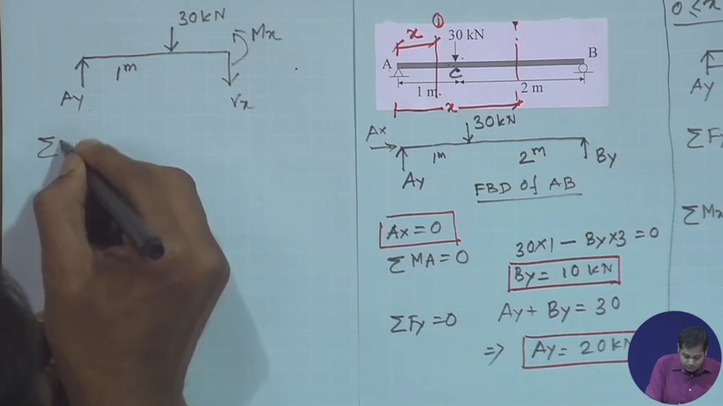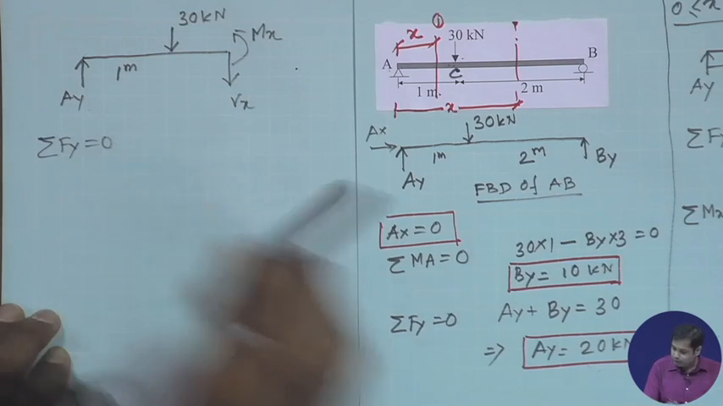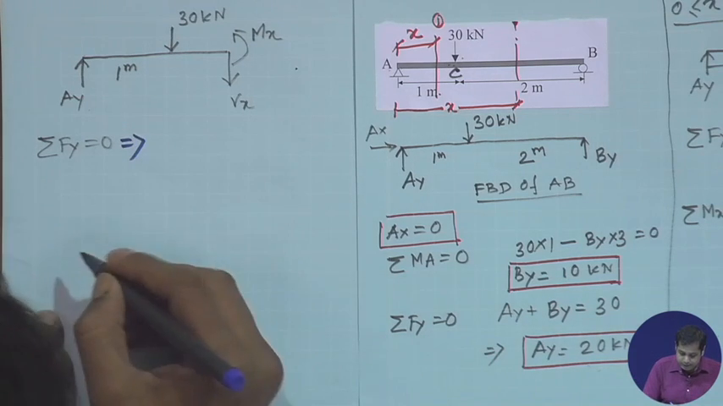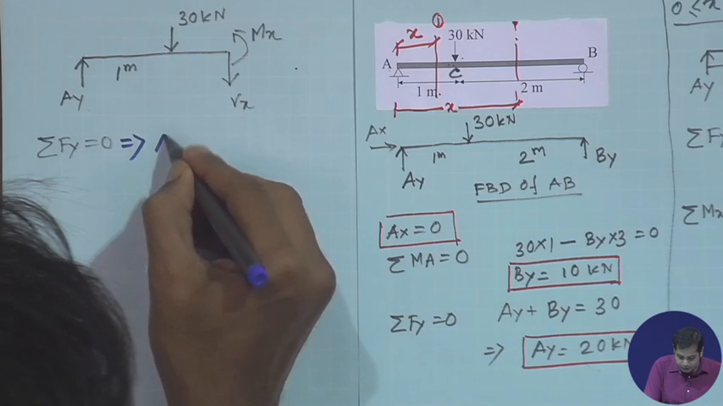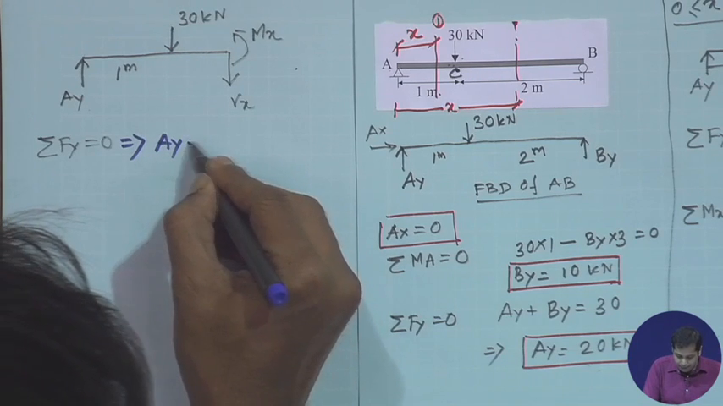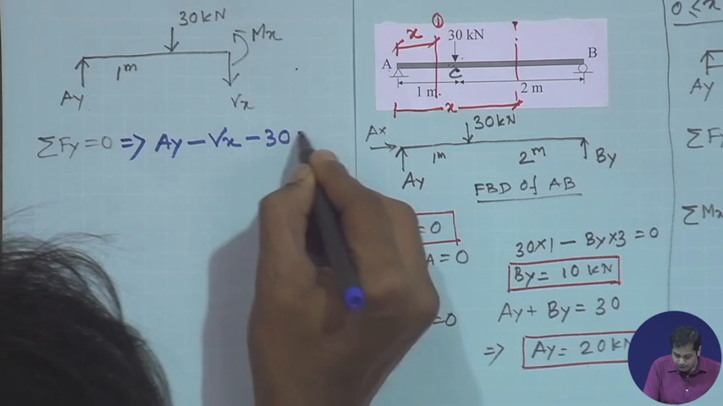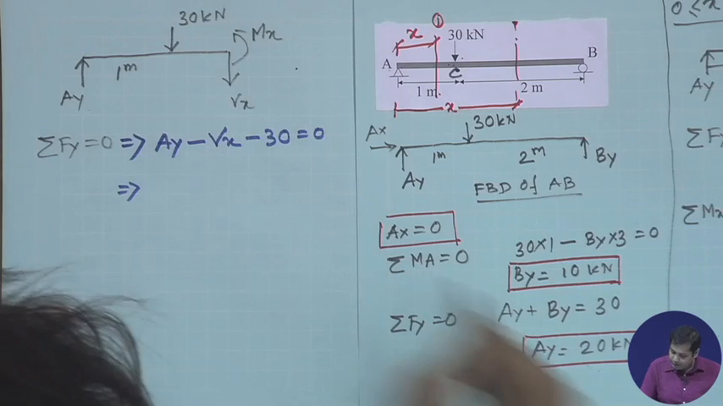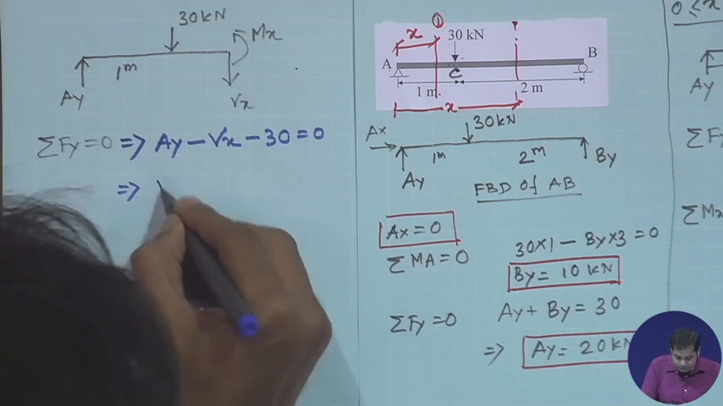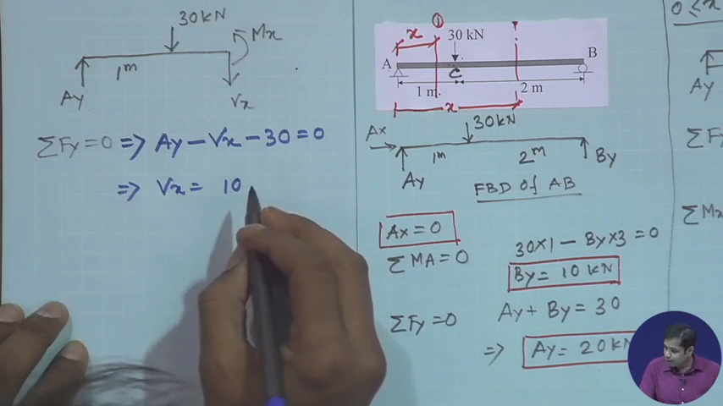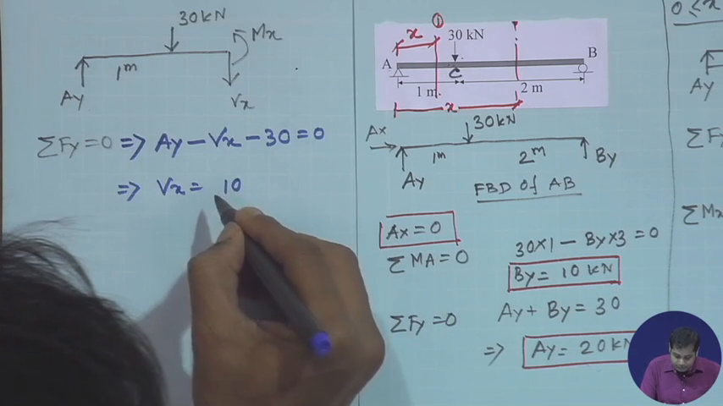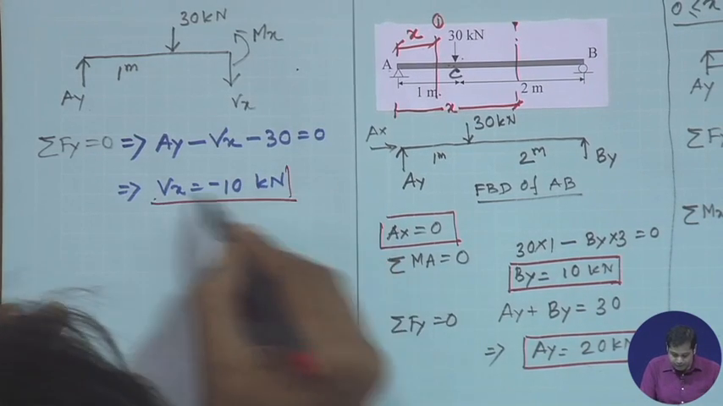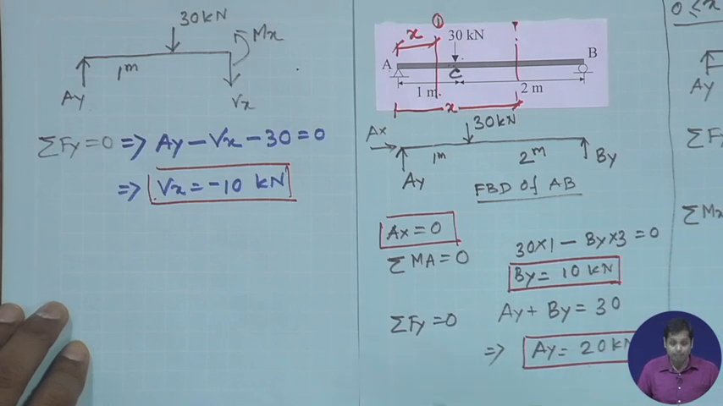Now summation of Fy is equal to 0. This gives you Ay minus Vx minus 30 is equal to 0, and Ay is equal to 20, which we have already obtained. This gives you Vx is equal to minus 10 kilonewton. So this is how Vx varies between C to B.